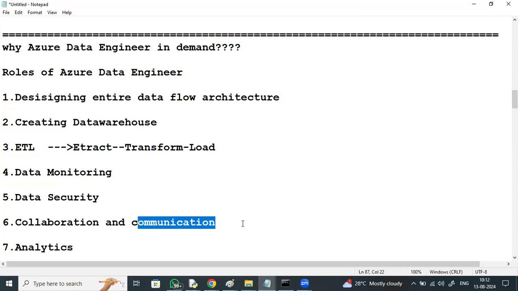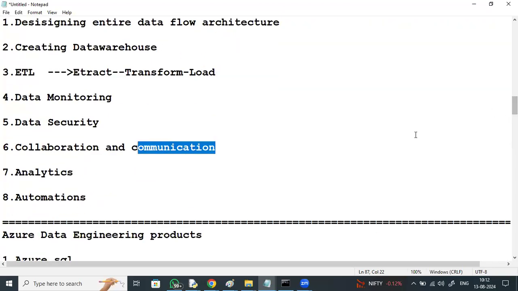And also data engineers need to have knowledge about analytics. Means they're going to analyze the data and transform the data into a structured and useful format. They need to have strong analytical knowledge to perform this analysis, and also some kind of automation, right? They have to automate certain processes which require minimal human intervention, right? So these are the roles of an Azure Data Engineer.